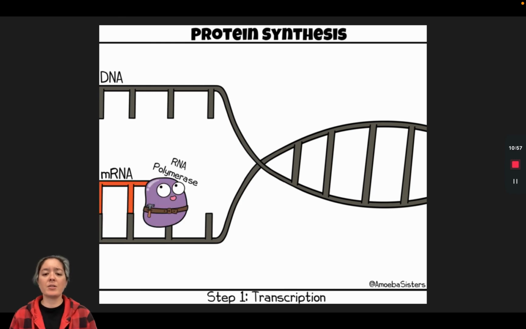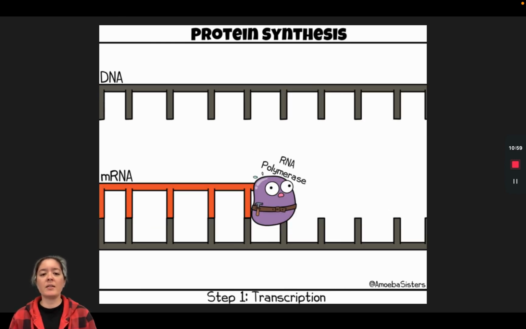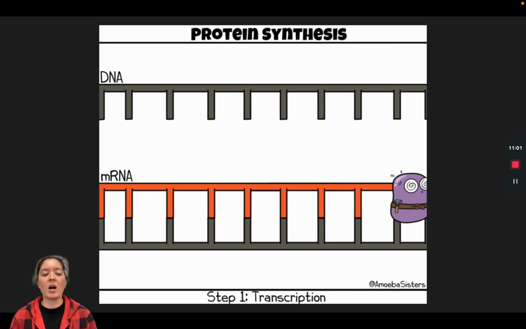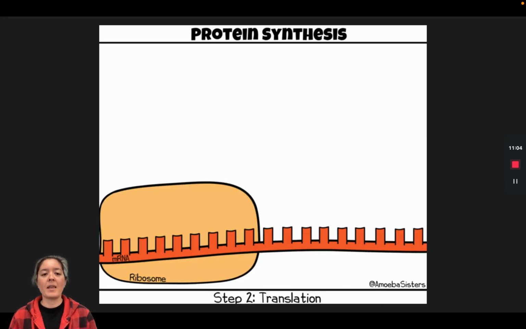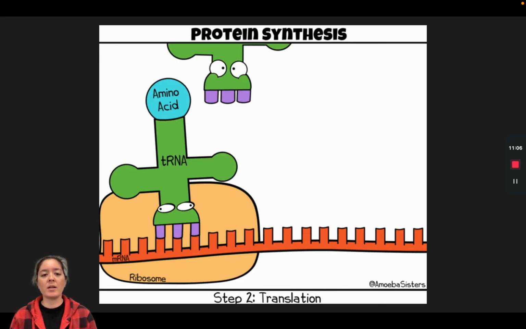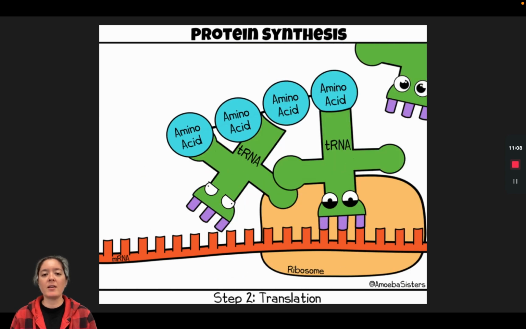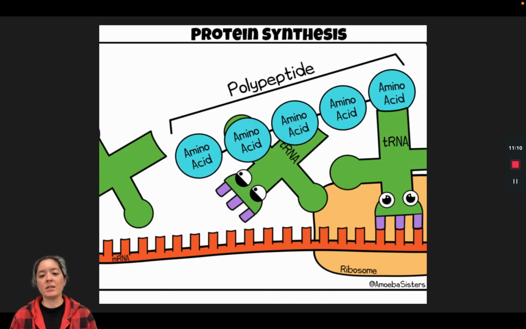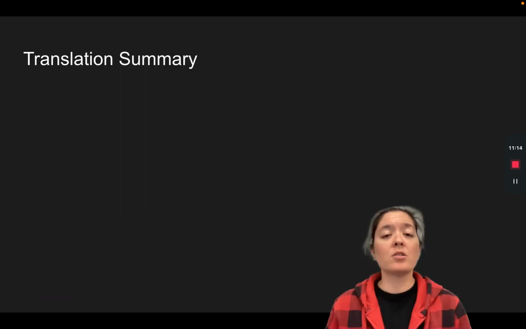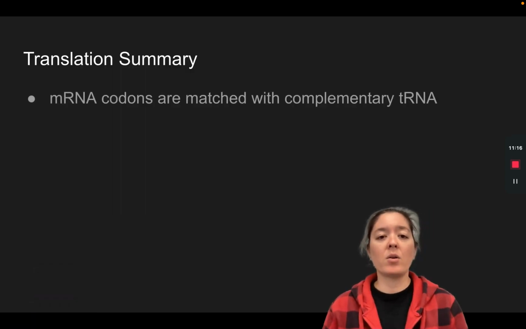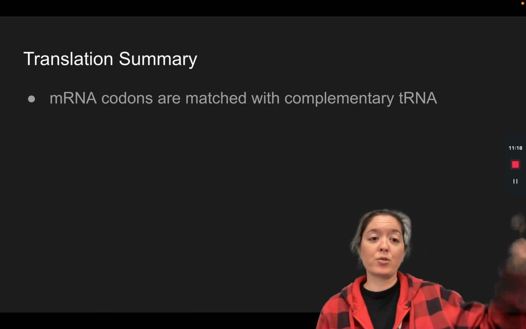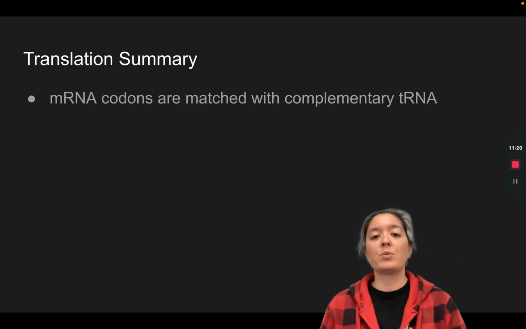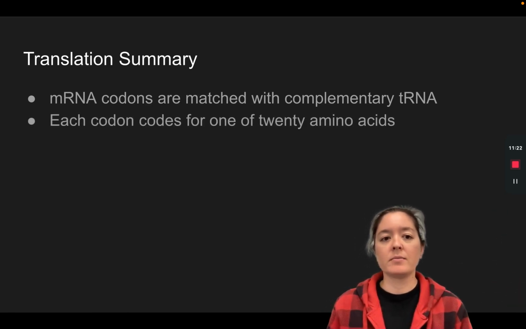Here's a quick little animation from Amoeba Sisters showing us, hey, there's RNA polymerase making a copy of the DNA. That copy heads off to a ribosome where it comes into contact with our tRNA that have amino acids, and we're building the chain. So in summary, mRNA codons that we made during transcription are matched with complementary tRNA.